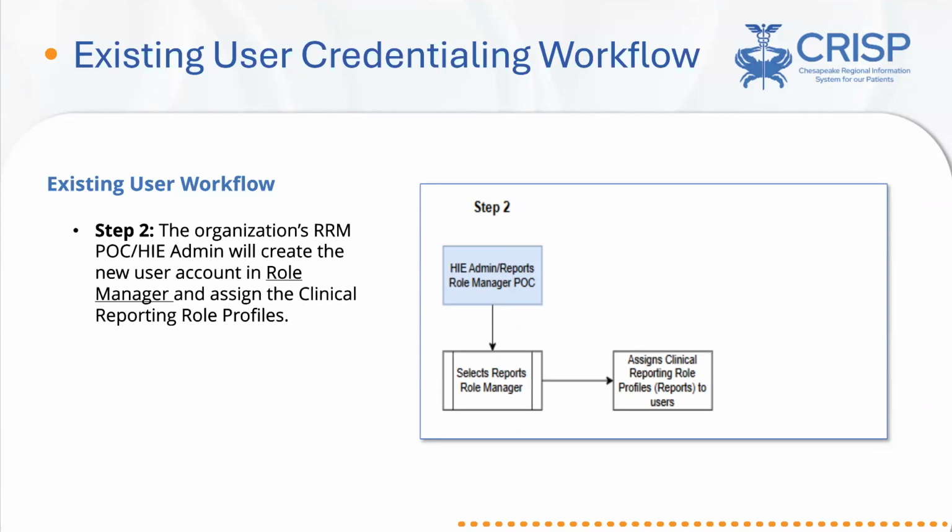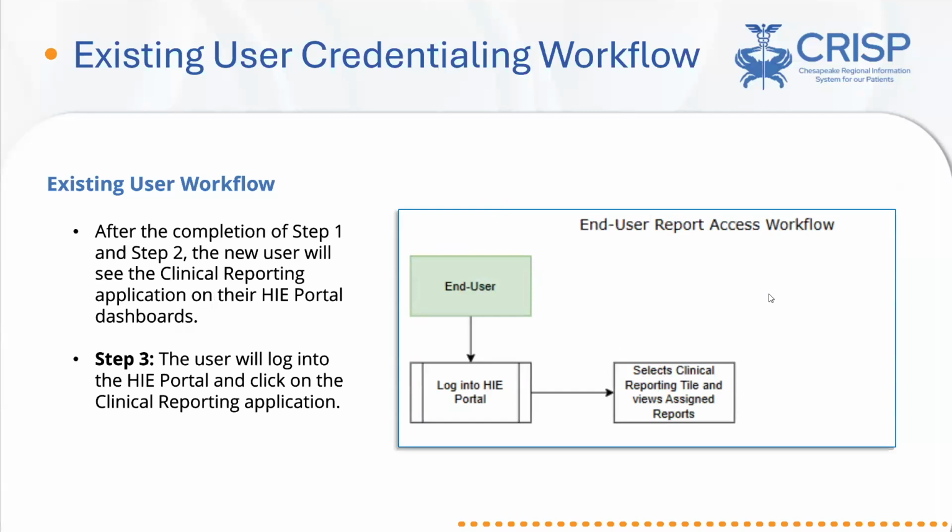Once the user is set up in the HIE admin tool with the clinical reporting service, the next step is to dive into the Reports Role Manager and assign the clinical reporting role profiles or reports to that user. Once that is done, the user would log into Portal and they will see the clinical reporting tile, which was assigned from the HIE admin tool, as well as the reports, which were assigned from the Reports Role Manager tile. So that is the workflow for an existing user.